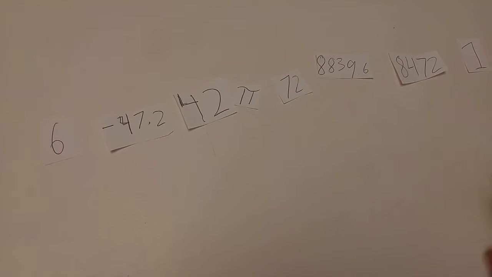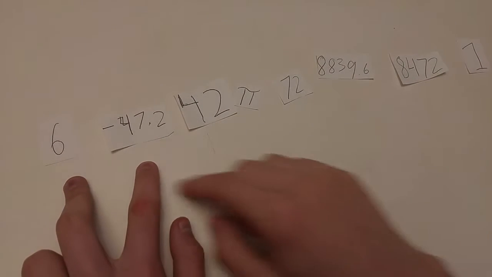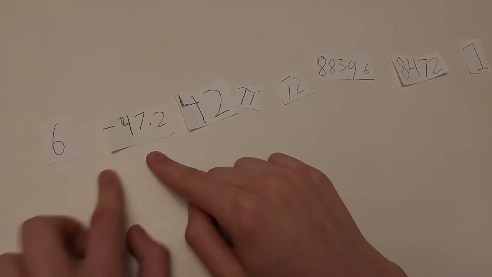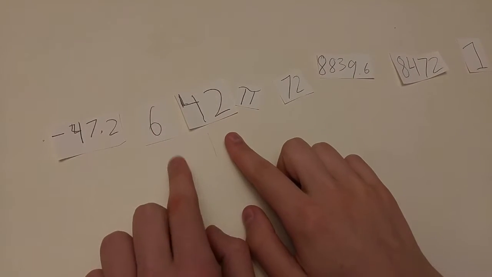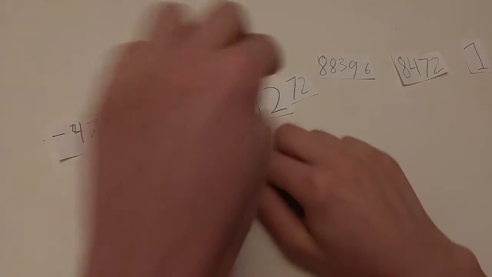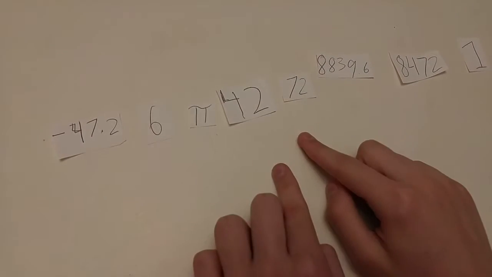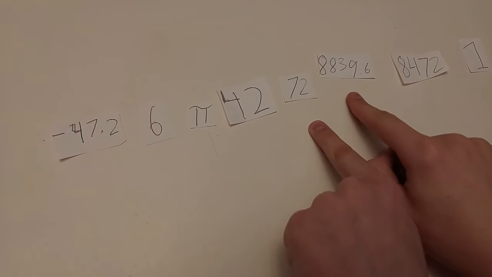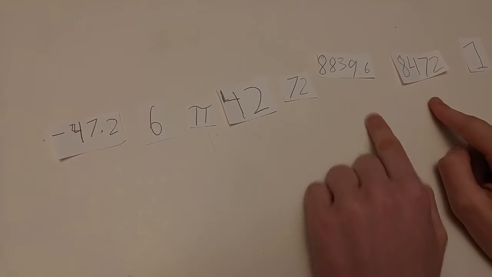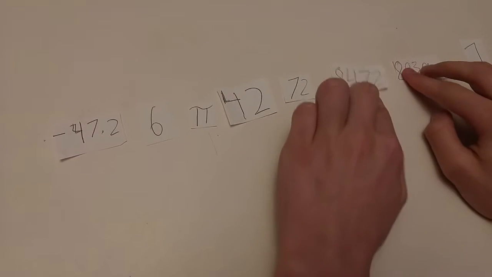Sort. What you do is you take these two numbers and you compare them. So negative 47.2 is less than 6, so you swap them. 6 is less than 42, so you're good there. Pi is less than 42, so you swap them. 42 is less than 72, you're good there. 72 is less than 8,839.6, but that's not less than 8,472, so you swap those.